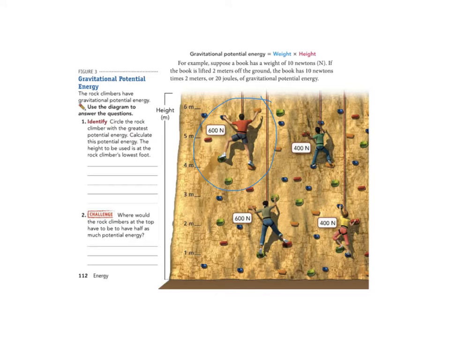So calculate this potential energy. We would do weight times height, so 600 newtons times, let's see, he's at 4 meters. We're going to go from the lowest spot on his body, 4 meters. 600 newtons times 4 meters would give us 2,400 newton meters or joules. Number 2, where would the rock climber at the top have to be to have half as much potential energy? If we want to have half as much potential energy, we would have to be half the height.